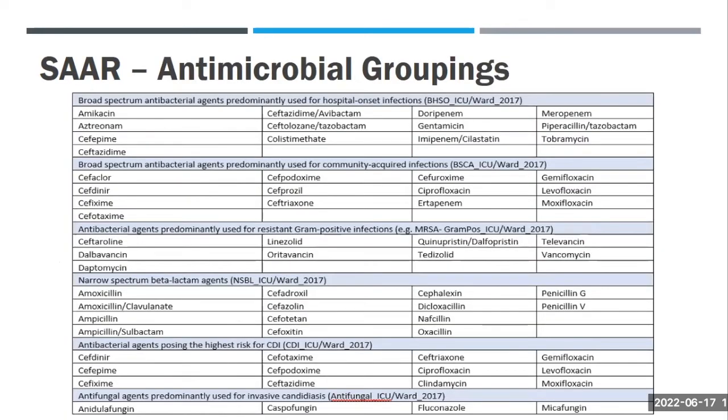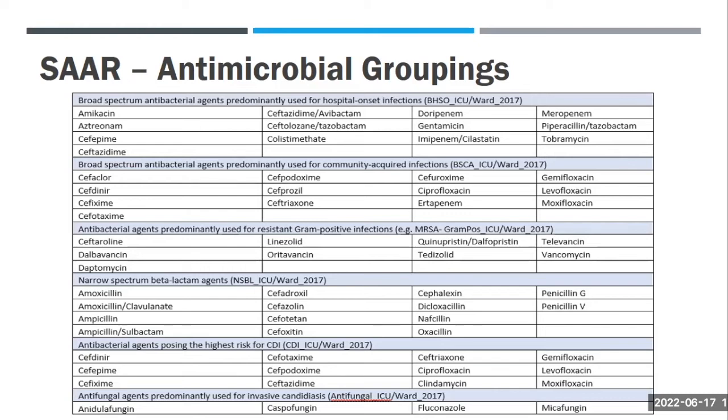And so there are different groupings that are available. It looks like you guys can see it fairly well on the screen, but I'll go ahead and talk through some of the key components. But basically, there's your broad spectrum agents that are predominantly used for hospital onset infections. And so the way I think of this is your anti-pseudomonal agents. So it's going to be your anti-pseudomonal beta-lactams, aztreonam, your carbapenems, and your aminoglycosides. So that is one defined grouping that has its own predictive model to allow for benchmarking compared to national use from 2017.